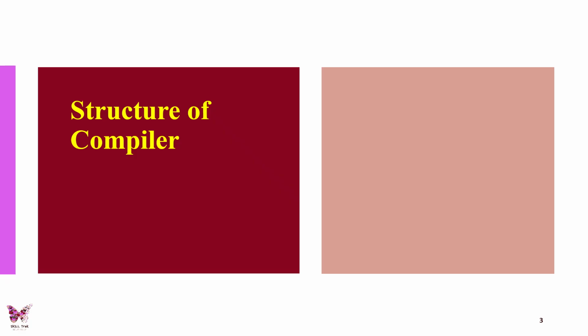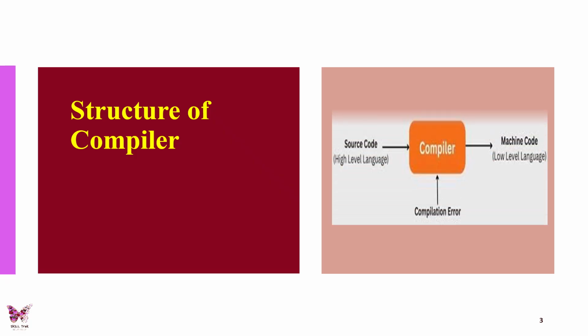The next one is the structure of a compiler. The basic model of a compiler can be represented in this picture. So what does this mean? The compiler takes a source program in a high level language and converts it into a low level language or a machine language.